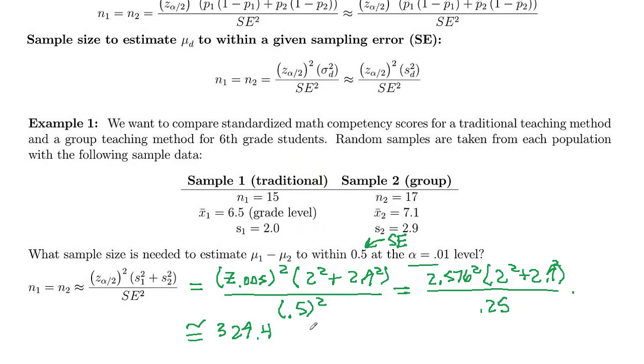And sample sizes always round up. 329 is not quite enough sample size to get the error under 0.5 like we want here, so we have to round up. So this is approximately 330. Each sample should be size 330, total sample size 660.